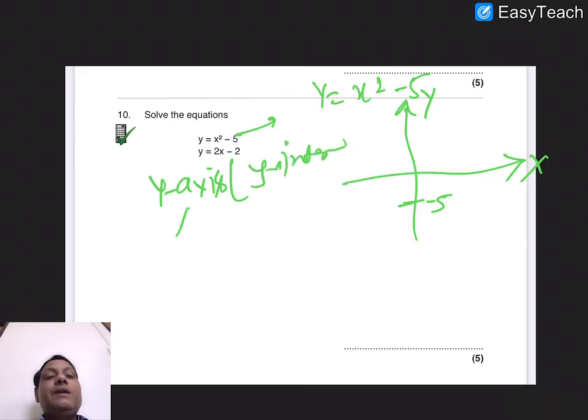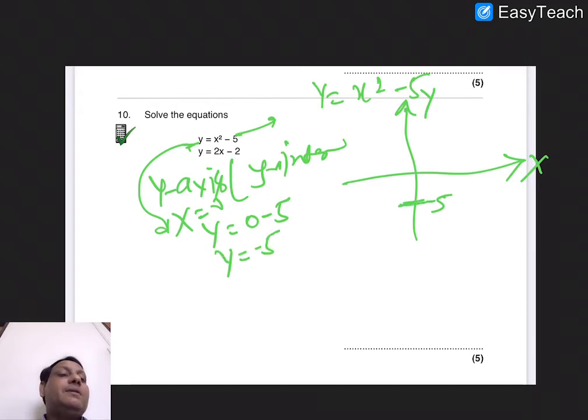So we put x equal to 0. From this equation, put x is 0, so y is equal to 0 minus 5, so y is equal to minus 5. That's what I guess here. Okay, after getting till here, we now have to do the x axis.